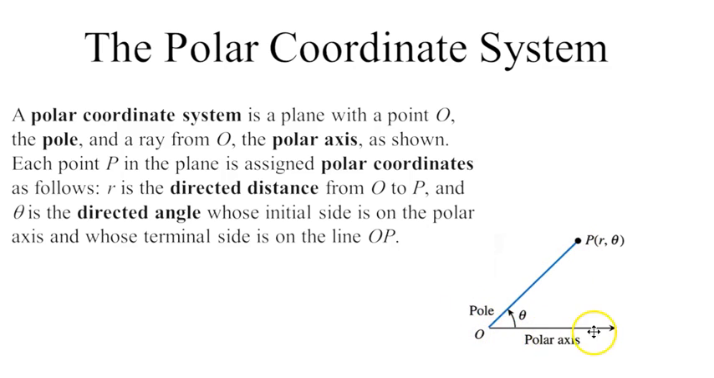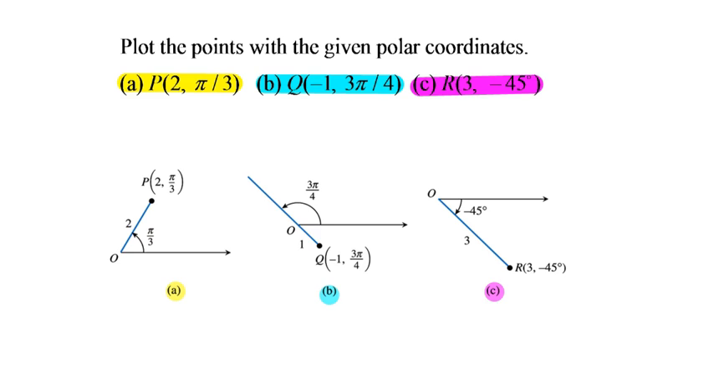Okay, so we have our initial side where theta is starting, we have our terminal side, we get our angle theta, the distance from O to P referred to as r. So first thing we're going to go through is how to plot the points with given polar coordinates. So in part A, we have point P, which is 2, pi over 3. So 2 refers to the distance from point O. Pi over 3 refers to our theta angle.